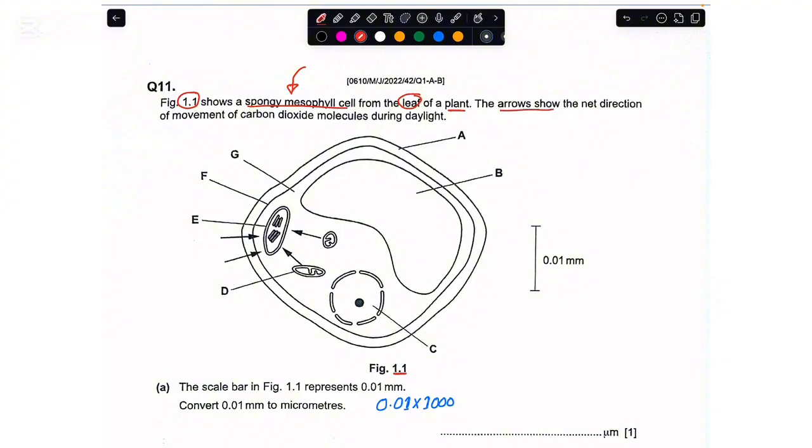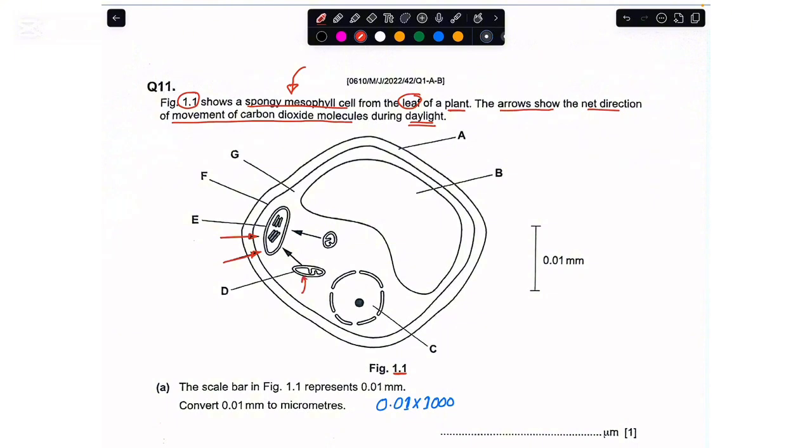They say the arrow shows the net direction of the movement of the carbon dioxide molecule during daylight. So you see here these arrows are indicating that the carbon dioxide has come from the external environment into the air spaces that we have in the spongy mesophyll cells.